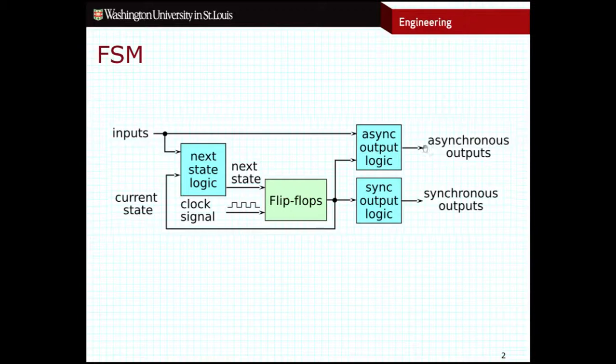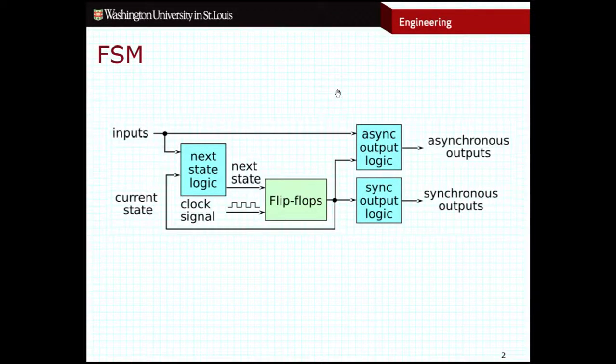Up until this point, we've been ignoring this part of the diagram, which says we can also have some asynchronous outputs. And if we look at this diagram, we can see that our asynchronous outputs depend on what state we are currently in, as well as the values of our inputs. So that is the kind of finite state machine I would like to talk to you about in this particular video.